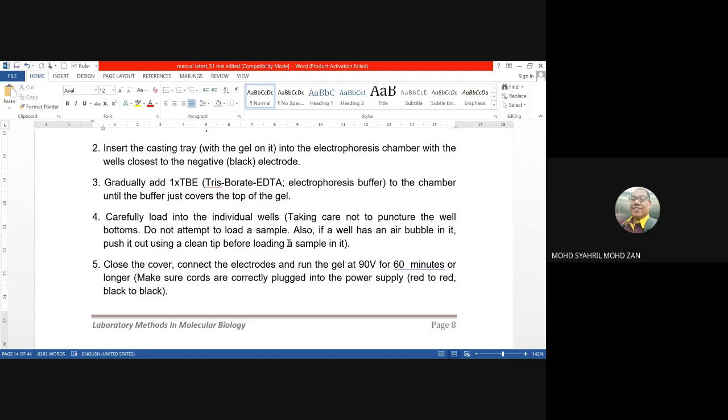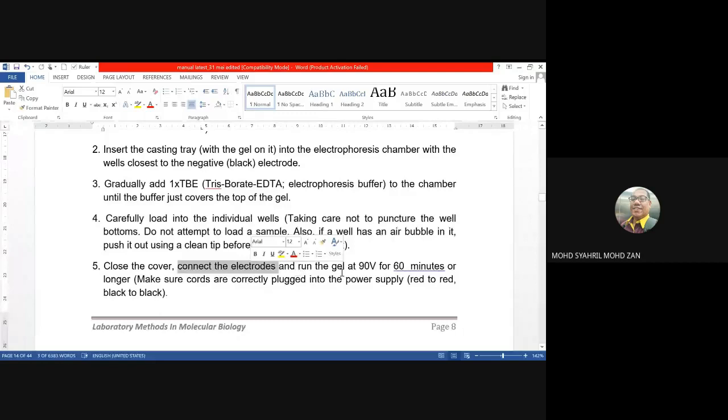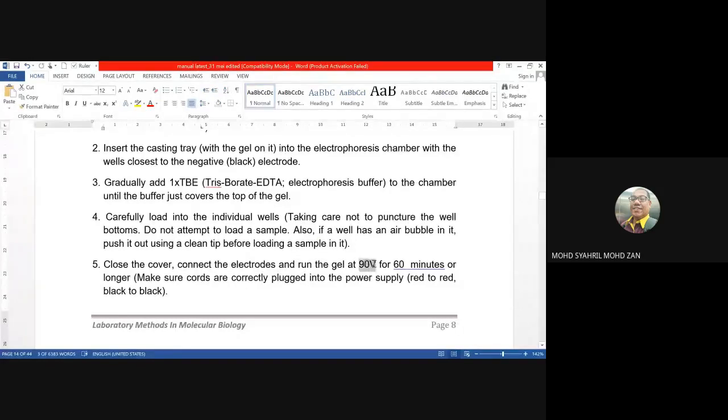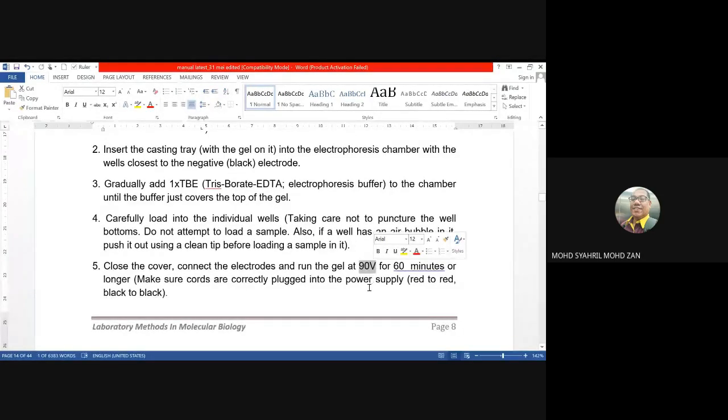Okay, so when you're loading the sample inside the well, make sure tak tertolak dia punya lubang. Well tu sebenarnya bergantung kepada kita punya size comb. So mostly adalah comb, bahagian comb yang halus di bawah tu. Close the cover and connect the electrode and run the gel around 90 volts for 60 minutes or 1 hour.